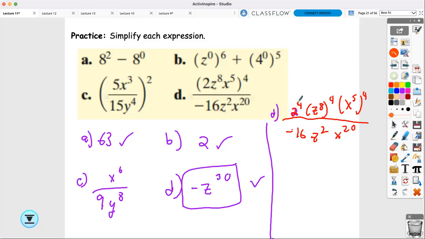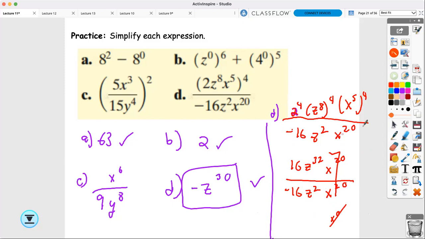Well, 2 to the 4th is just 2 times 2 times 2 times 2, which is positive 16. And we know when it's power to power, we multiply, so 8 times 4 is 32. Then 5 times 4 is 20. And then we get negative 16 Z squared X to the 20th. The X to the 20th cancels out, right? Because 20 minus 20 is 0, and X to the 0 is just 1. So we know we're going to get rid of that.